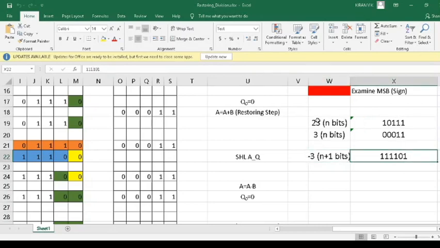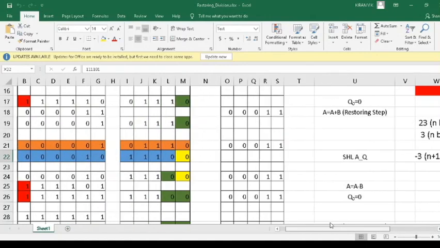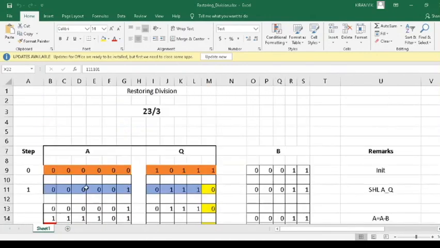So we need to make a uniform scheme for 23 and 3 in terms of bit representation. We need 5 bits for sure in case of 23, so we are extending that to 3 also. So 5 bits for 3. Then in case of minus 3, we need n plus 1, that is 5 plus 1, 6 bits for representation as per our scheme. So that is done. Okay. So how will we start?